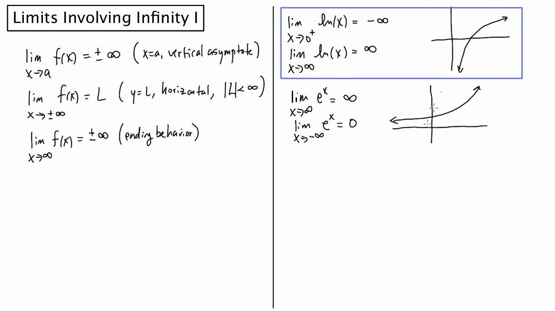Remember, it's the inverse of the natural log. So you can see here as we go to negative infinity, the limit is getting closer to a horizontal asymptote of 0. So this function does have a horizontal asymptote, whereas the natural log has a vertical asymptote. And the ending behavior is infinity. So you should probably try to commit this one to memory also.